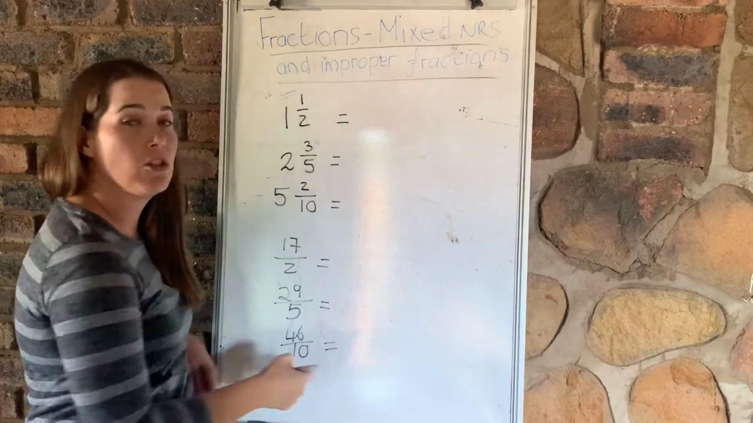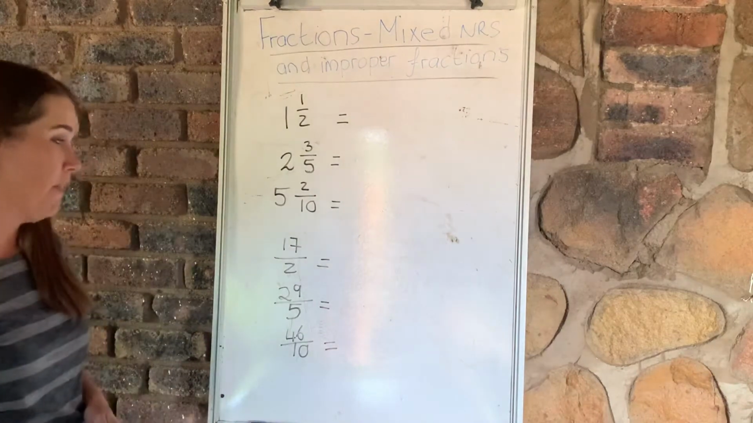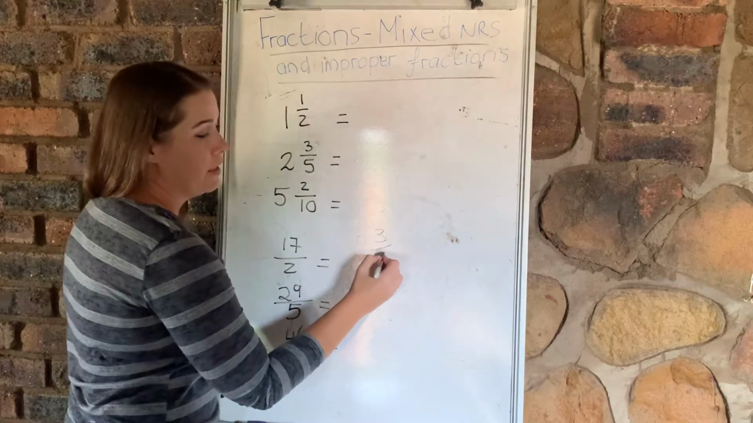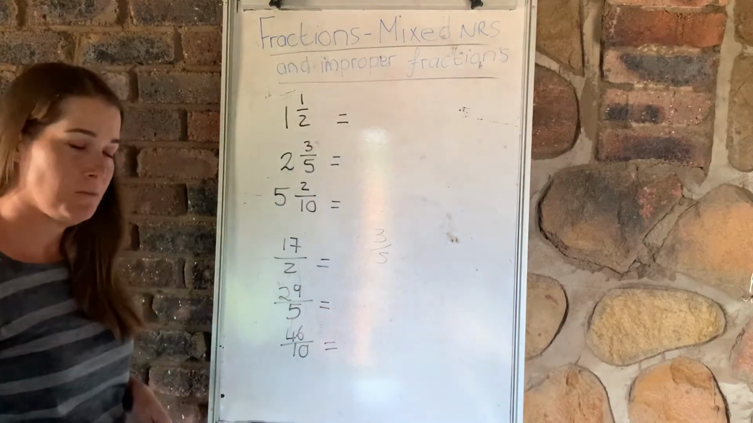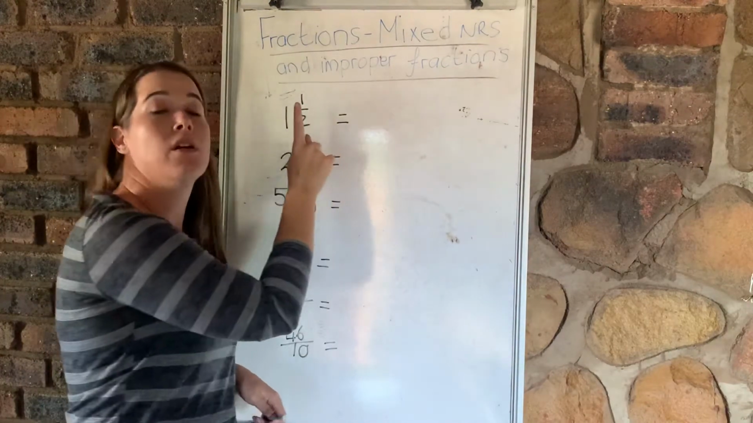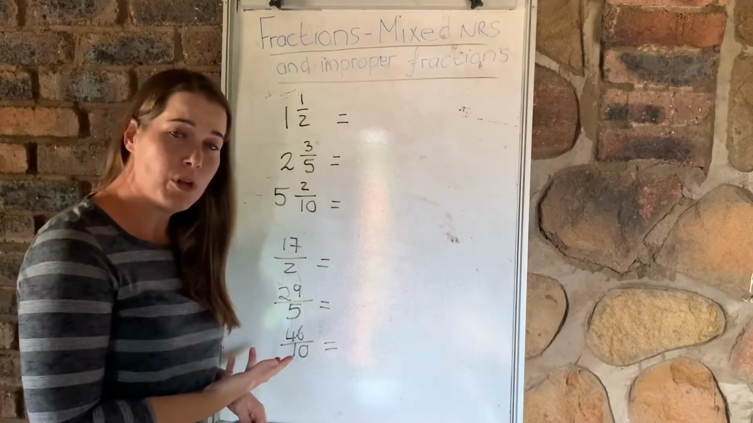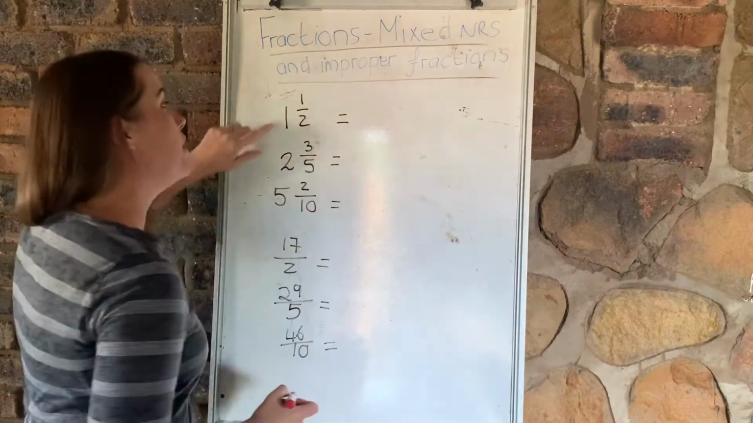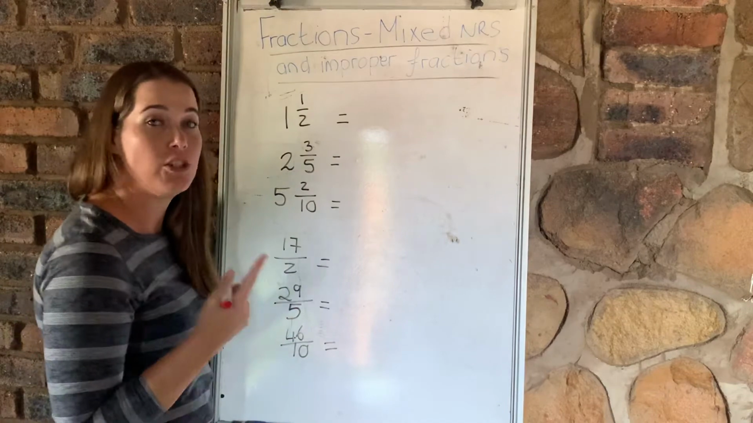If we wanted an example of a proper fraction, it would be that the denominator is bigger than the numerator. That would be a proper fraction. Now, you must be able to convert a mixed number to an improper fraction and convert an improper fraction into a mixed number. The way to do that is you take your whole number and you times it by the bottom number, the denominator.